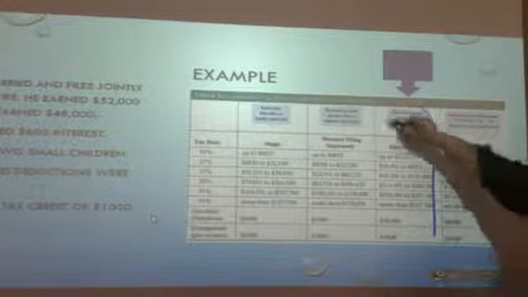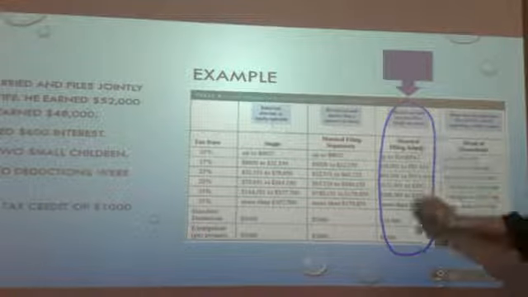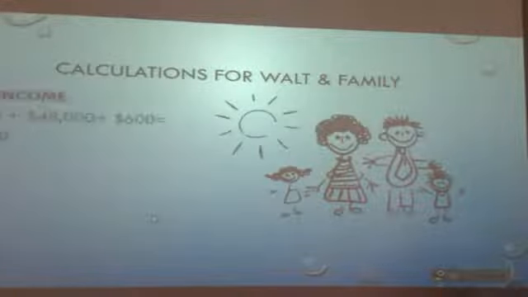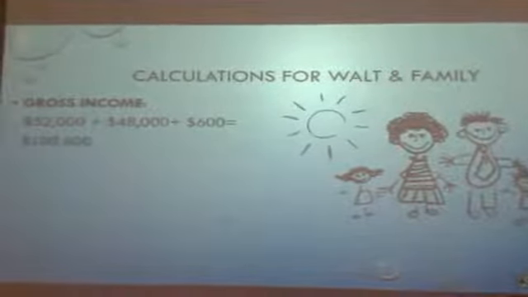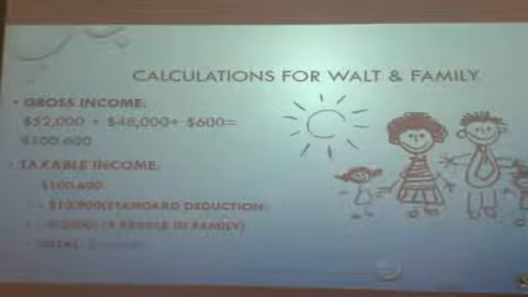So everything we do is going to be looking at our taxable income. After we calculate that in a minute, we're going to compare it to this category and use all of the columns here. All right, so here we go. Their gross income with all their interest income and what they each made was $100,600. They had taxable income then.